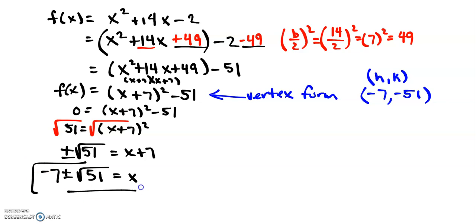So here are our zeros. And if I had to write them as two separate zeros, I'd have -7 plus the square root of 51, and -7 minus the square root of 51. There we go. And those are our two x values.